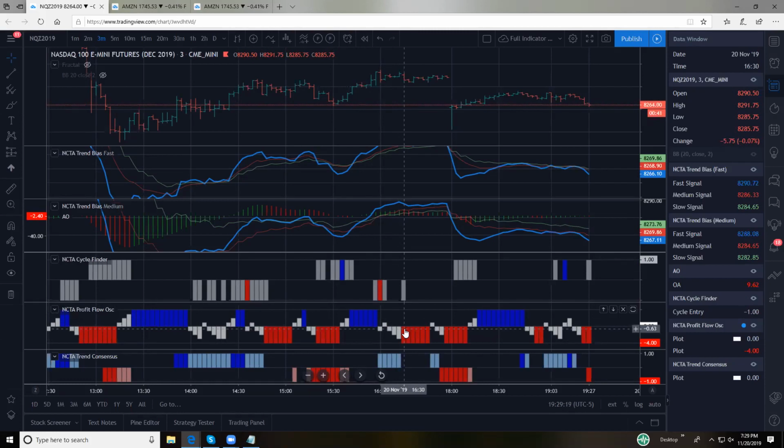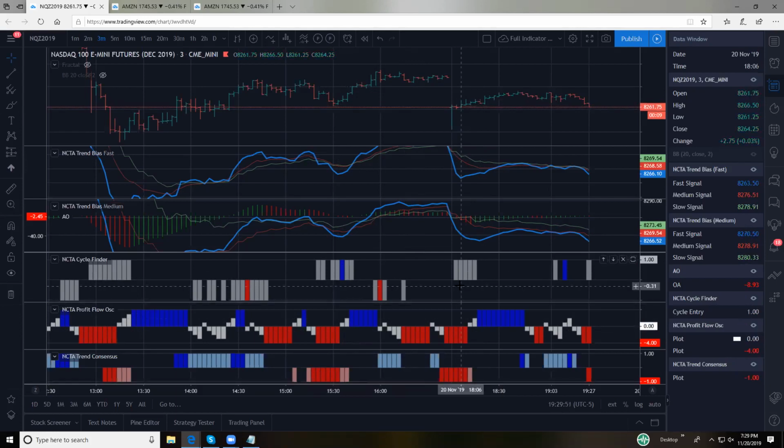Method C is when we have the oscillator print without having a prior cycle finder. So here's a great example right here. Right here, the oscillator printed blue, but you have no prior cycle finder. You have one back here, but we had quite a bit of red between that cycle finder and the blue print of the oscillator.